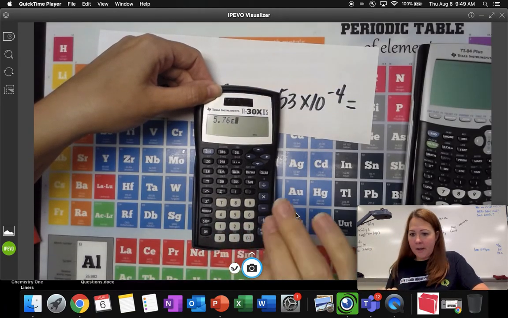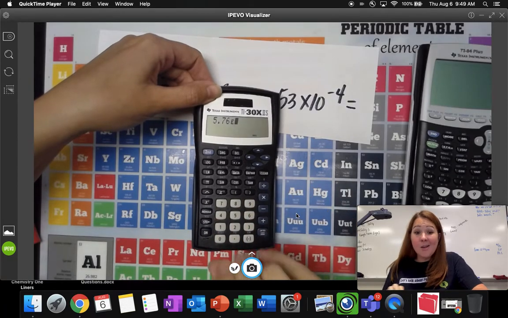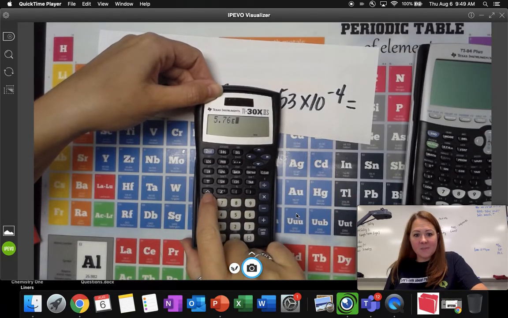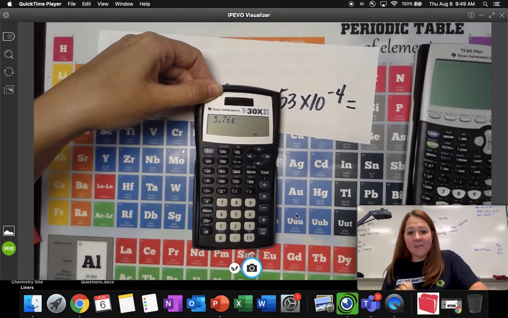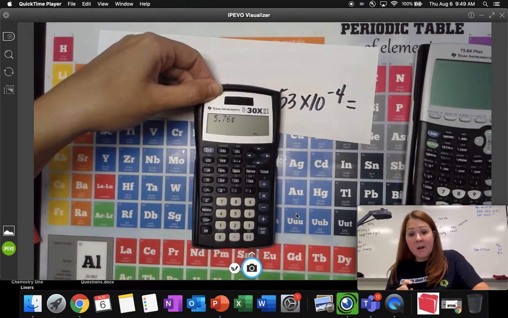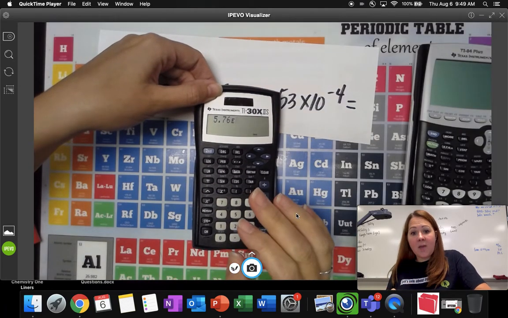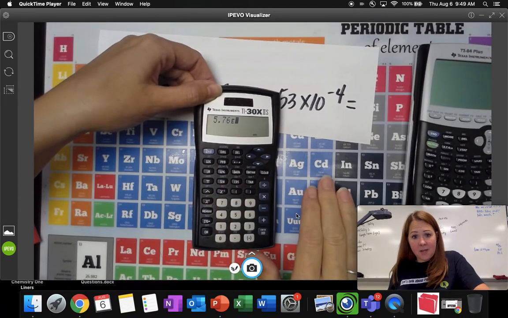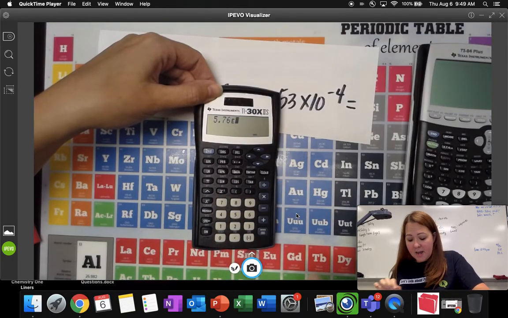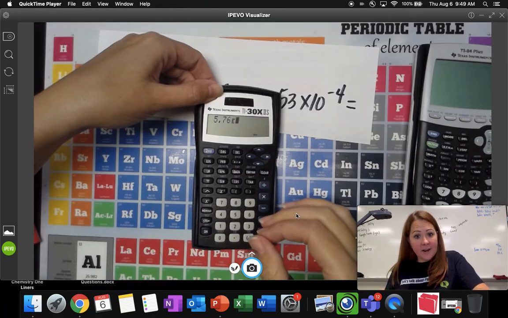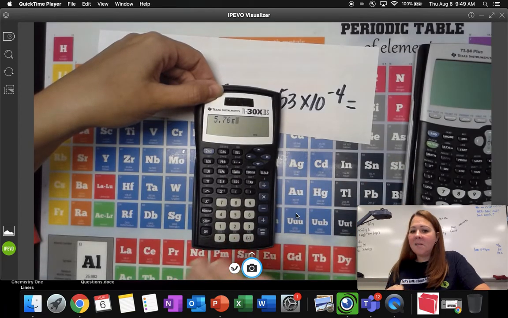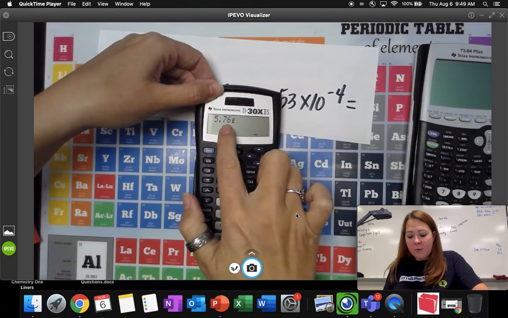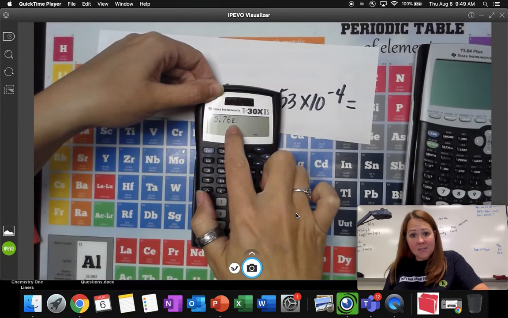Do not push times. Do not push 10. Don't use that little caret button. Sometimes your math teachers will have you use that. Don't use that. Your math will work out okay, fine, when you are multiplying. But if you try to use the times 10 caret when you're dividing without parentheses, it won't work and it'll error out. So we want 5.76e, so exponent.